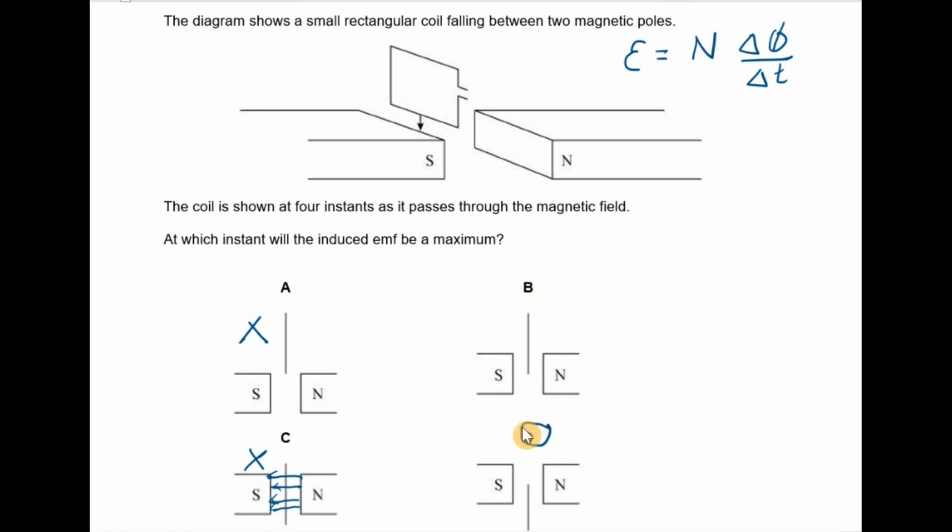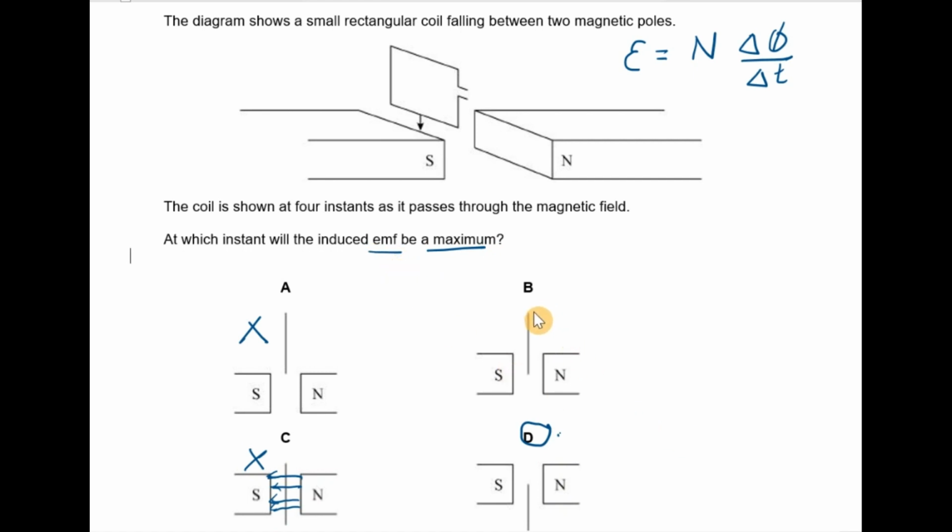Both B and D show a changing flux. As B is dropping, the flux is increasing within the coil, and in D, as it drops, the flux is decreasing in the coil. Now, the reason the answer is D is because we're looking for the maximum EMF.